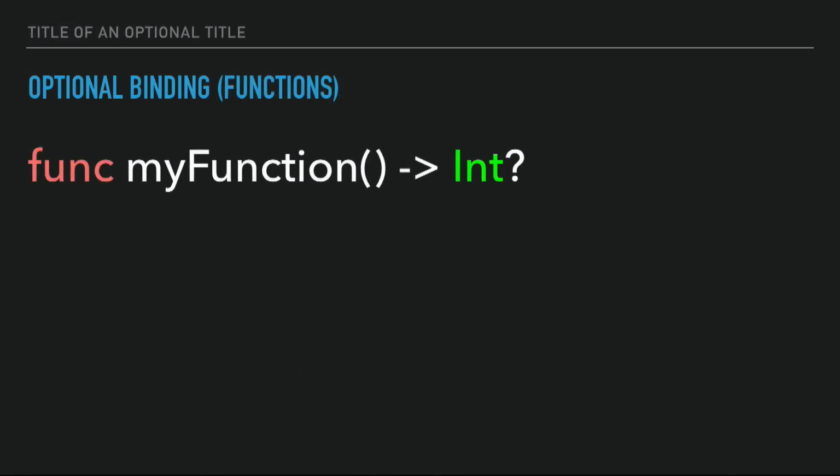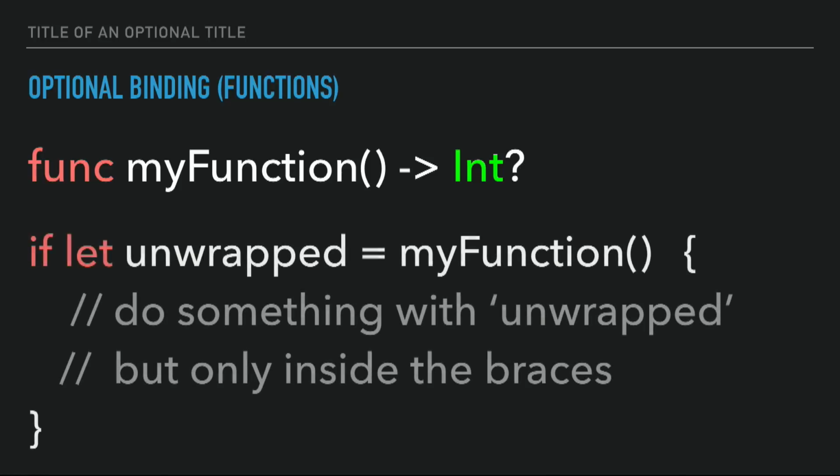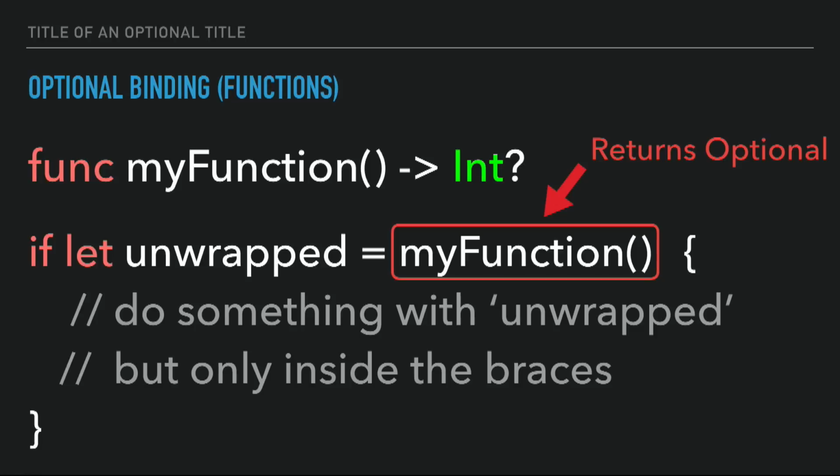You can do the same with the function. So we have a function called, again, my function, that returns an optional int. Well, if I want the value unwrapped of that function, I can do the same thing, because it's returning an optional that needs to be unwrapped.